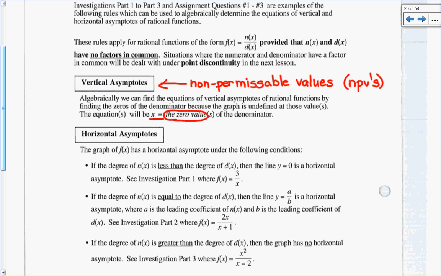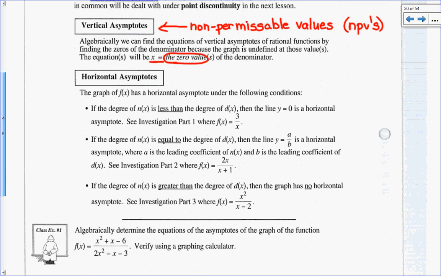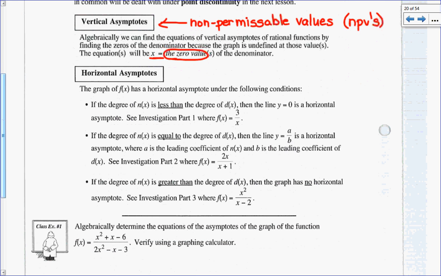Then your horizontal asymptotes, there are a couple things to understand about horizontal asymptotes. First of all, if the degree of your, what does n of x mean again? Right, your numerator. So just make yourself a note here. That's the numerator. Is less than the degree of your denominator, then the line y equals 0 is a horizontal asymptote.